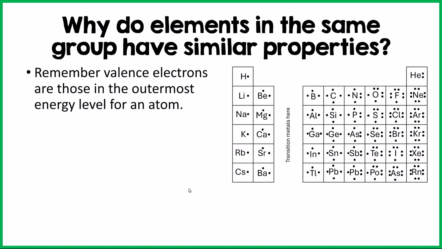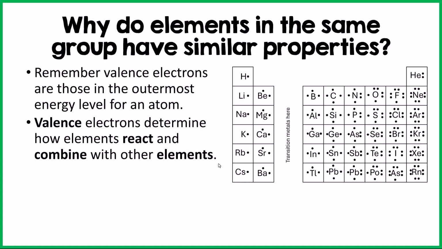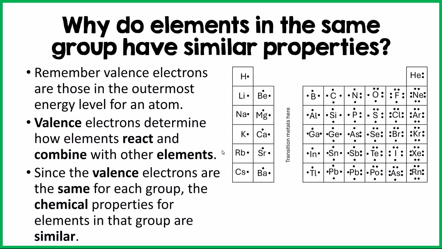And different atoms have a different number of energy levels, but whatever the last energy level is, the electrons in that energy level are the valence electrons. Valence electrons are important because they determine how elements react and combine with other elements. Since the valence electrons are the same for each group, the chemical properties for elements in that group are similar.